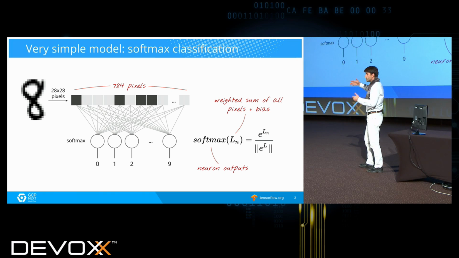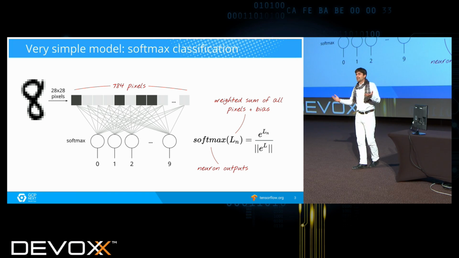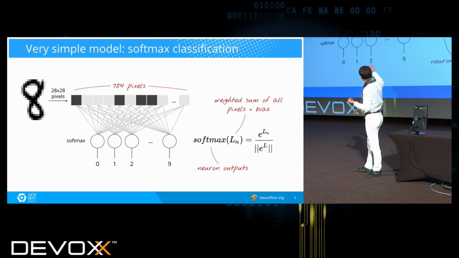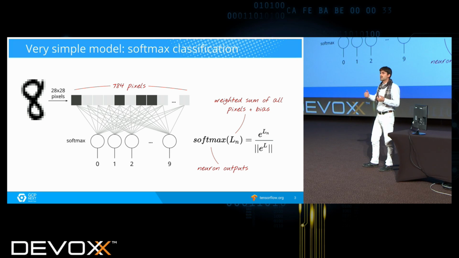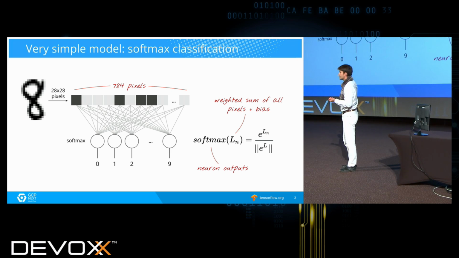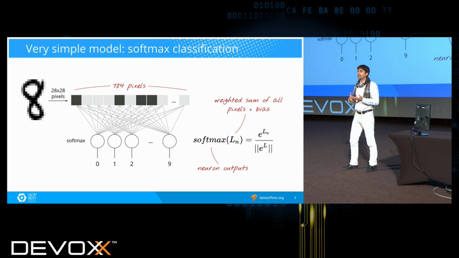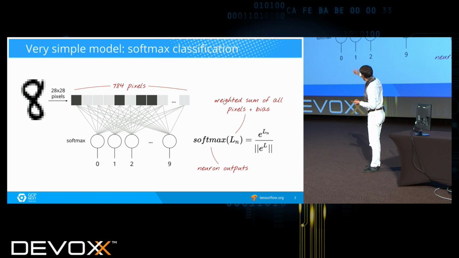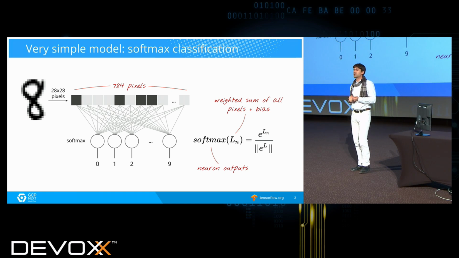And now we have those 10 neurons. Why 10? Because we are classifying digits from 0 to 9. And our hope is that if we choose the weights of the weighted sums correctly and the biases correctly, one of those 10 neurons will have a very strong output telling us that this is actually an 8 that has been recognized here.